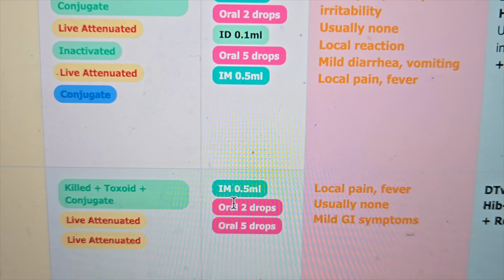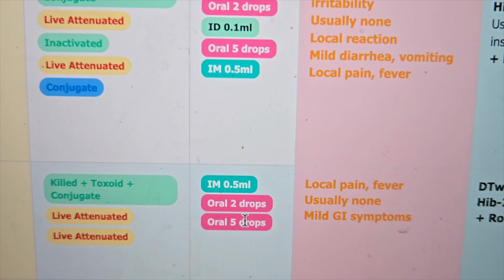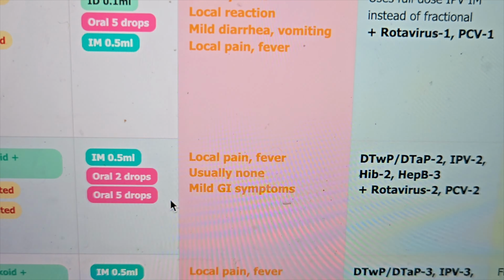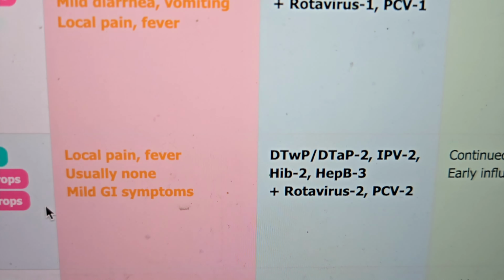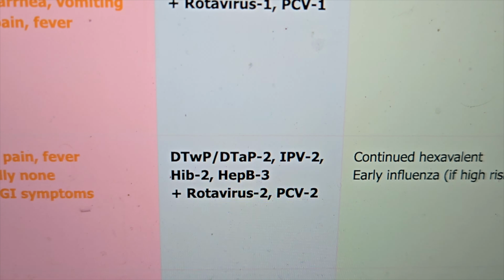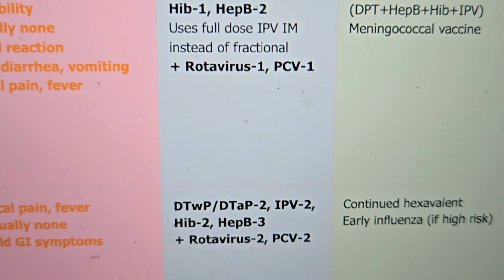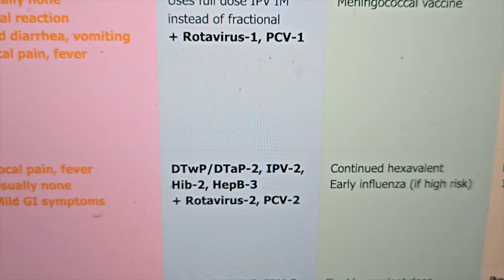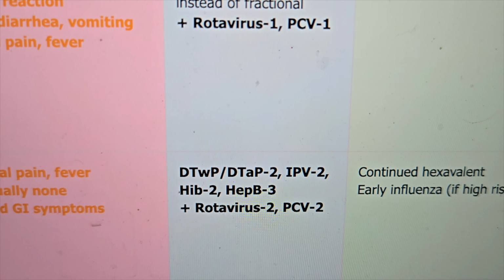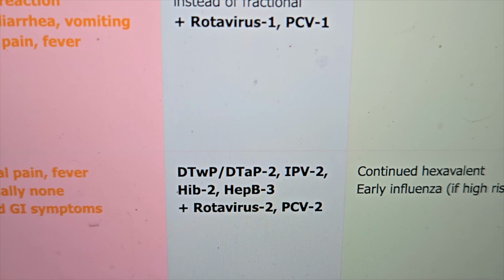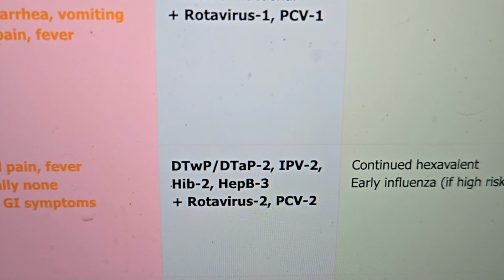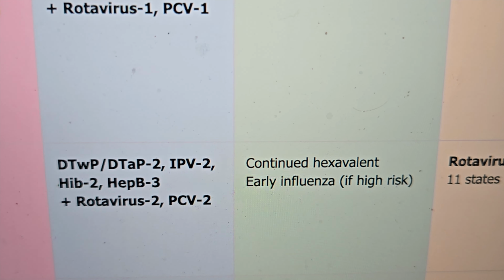Same IM 0.5 ml dose, oral 2 drops, rotavirus oral 5 drops. Side effects: local pain, fever usually none, mild GI symptoms. Similarly, same as in the sixth week, in the 10th week in the IAP schedule we are giving DTWP, DTAP or IPV2, HIB2, hepatitis B3, rotavirus 2, PCV2.